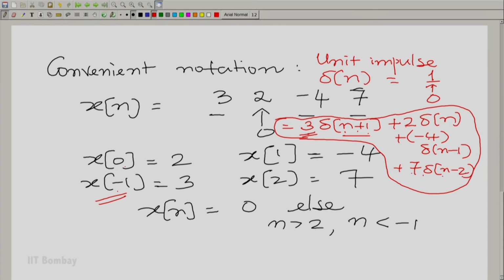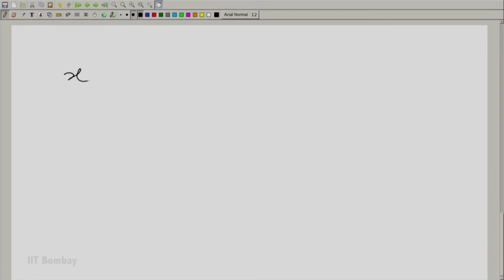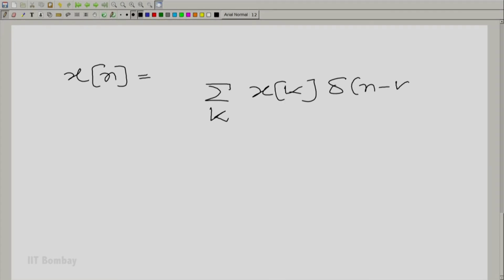So, in general, what formula are we coming up with? We are saying that any x[n] is essentially a sum over all integer k of x[k] times delta[n minus k]. And of course, in general k goes from minus to plus infinity. And therefore, now we have a case for linear shift invariant systems.